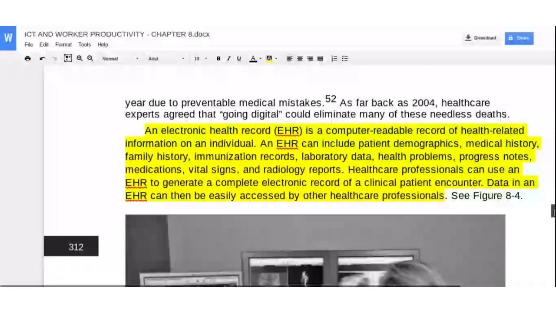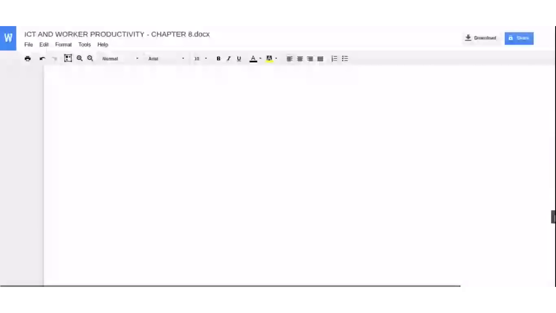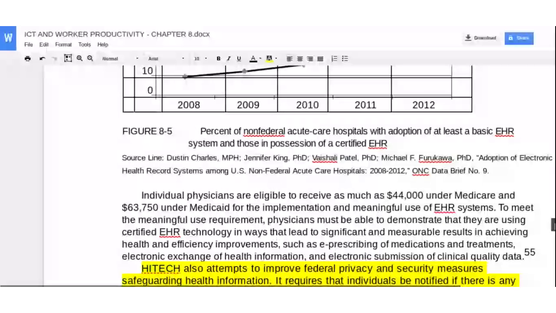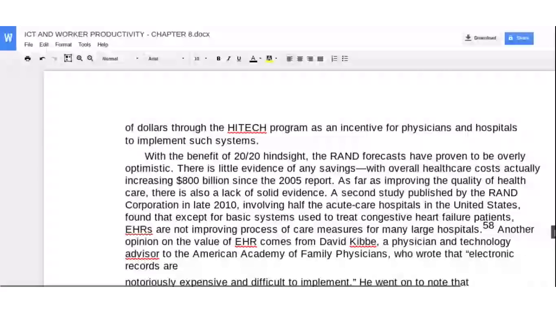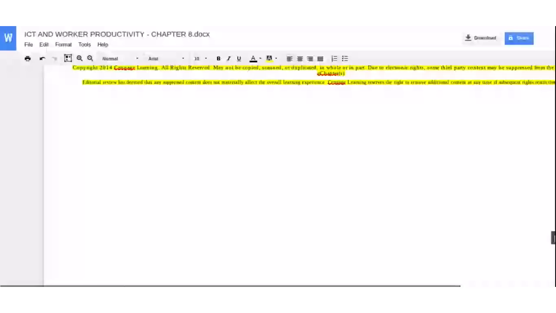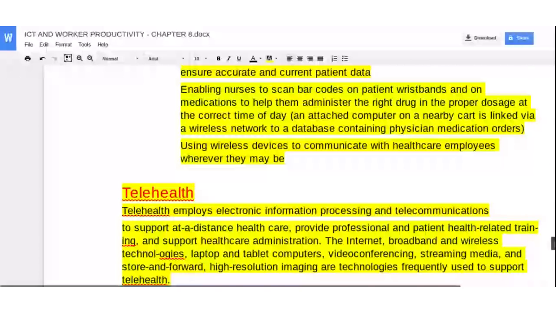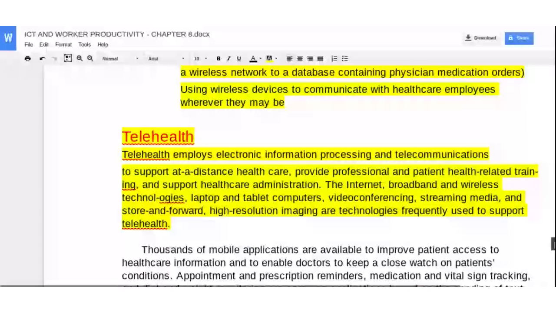So I think that is just talking about health in general. What's the impact of ICTs in health? And of course, we know ICT has had quite a big impact in health. But okay, so all that material is important, all the parts that are highlighted. And then there is telehealth.